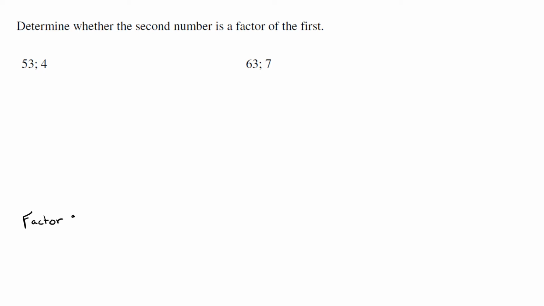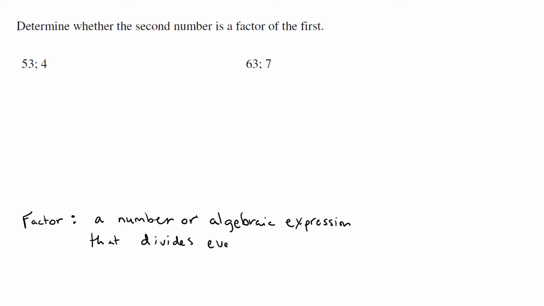A factor means that it's a number, or an algebraic expression, and we'll talk about these in a little bit more detail later on, that divides evenly. And what that means is that there is no remainder. So if we can take a number and divide it evenly with no remainder, then we know that that's a factor. So if we look at this first example here, we want to know, is 4 a factor of 53?